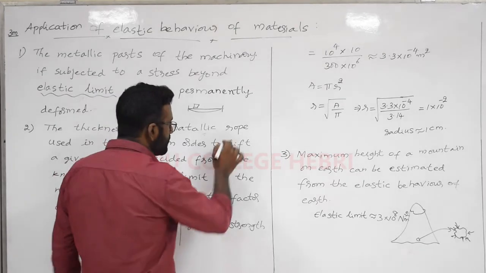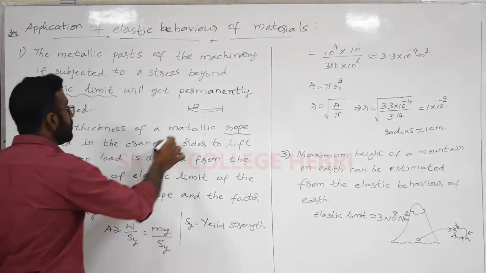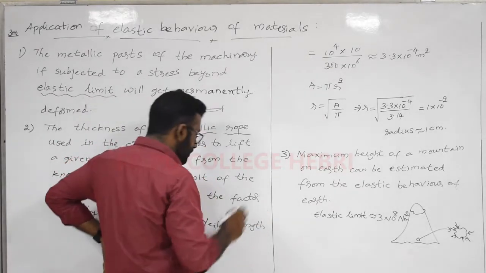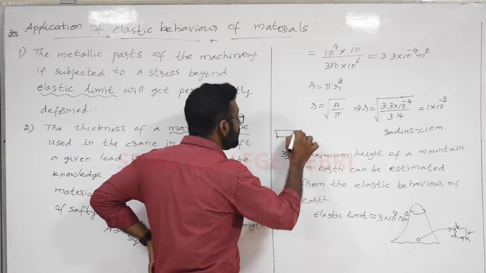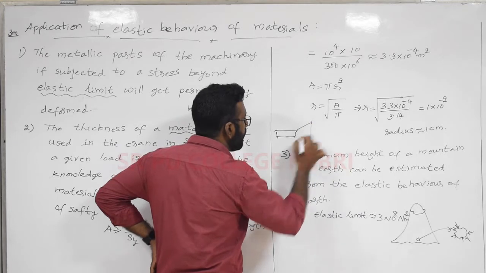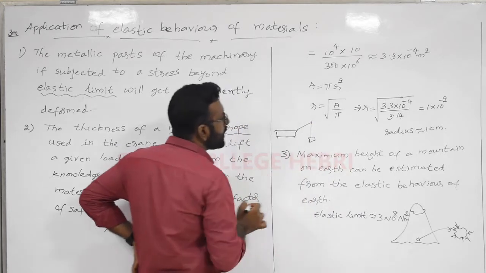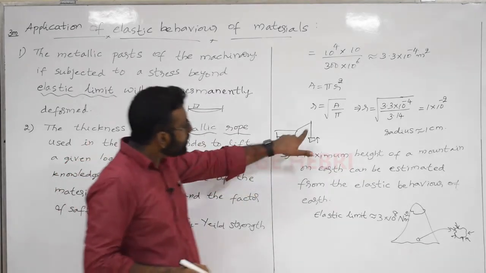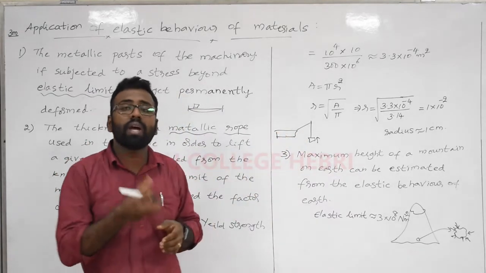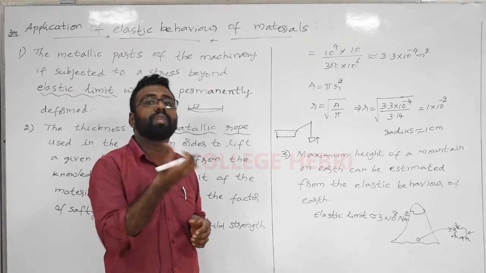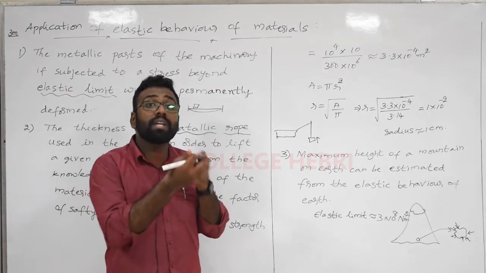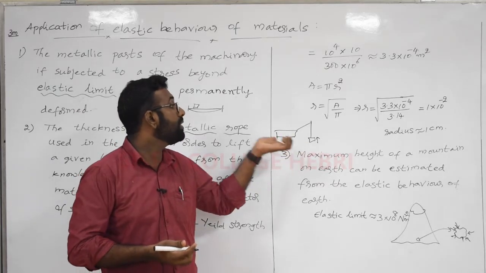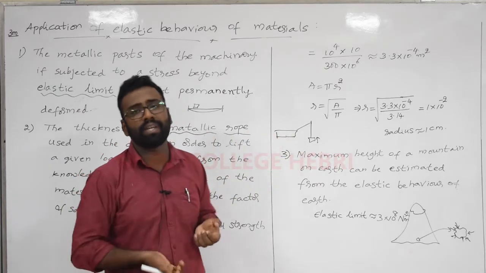Next one is about the thickness of the metallic rope used in the crane. All of you must have seen the crane, right? A crane uses a metallic rope. I'll draw the diagram over here. This crane will have a metallic rope so that it can lift a particular load. Now this rope should have a certain Young's modulus, or a certain elastic limit value, so that the weight it can lift will be decided.